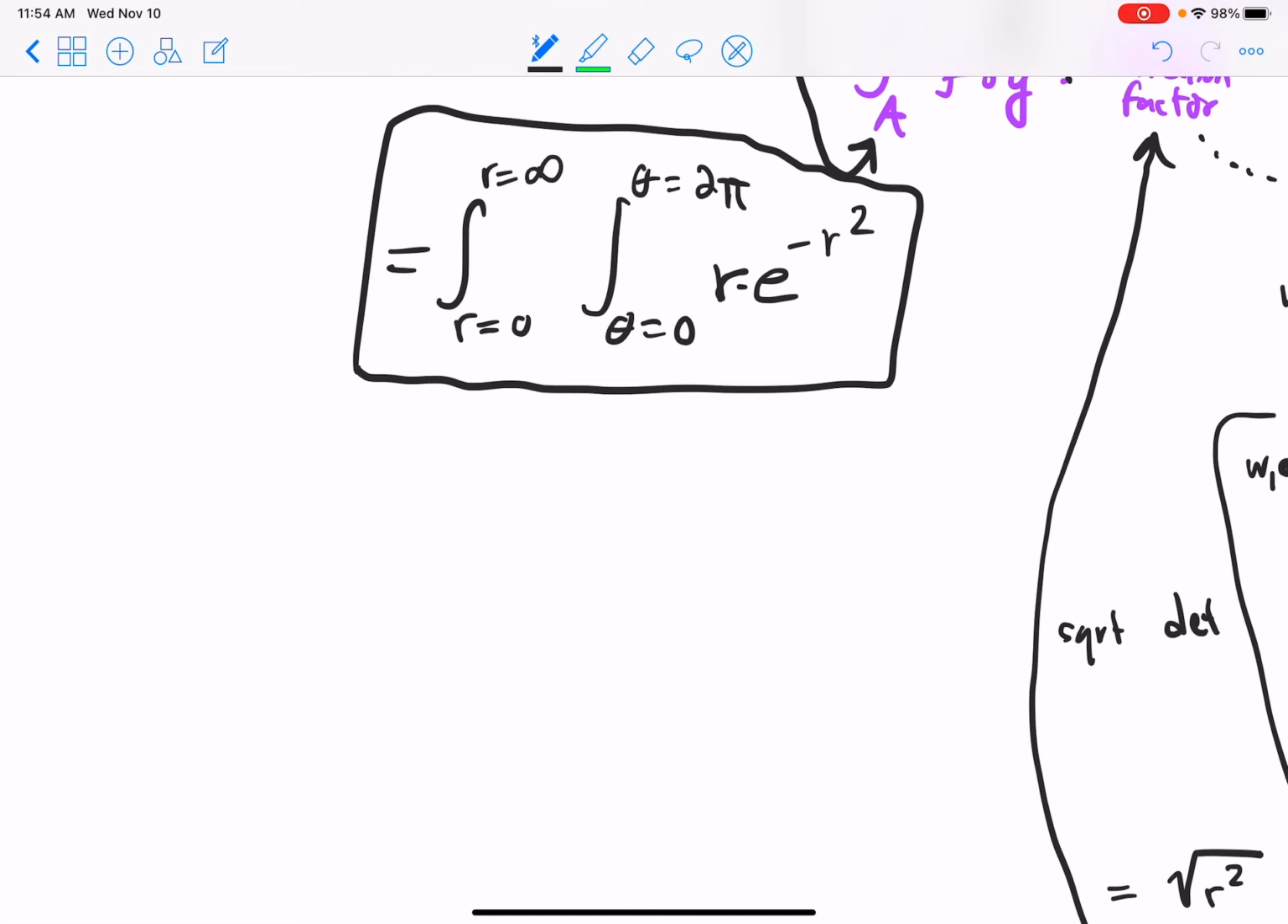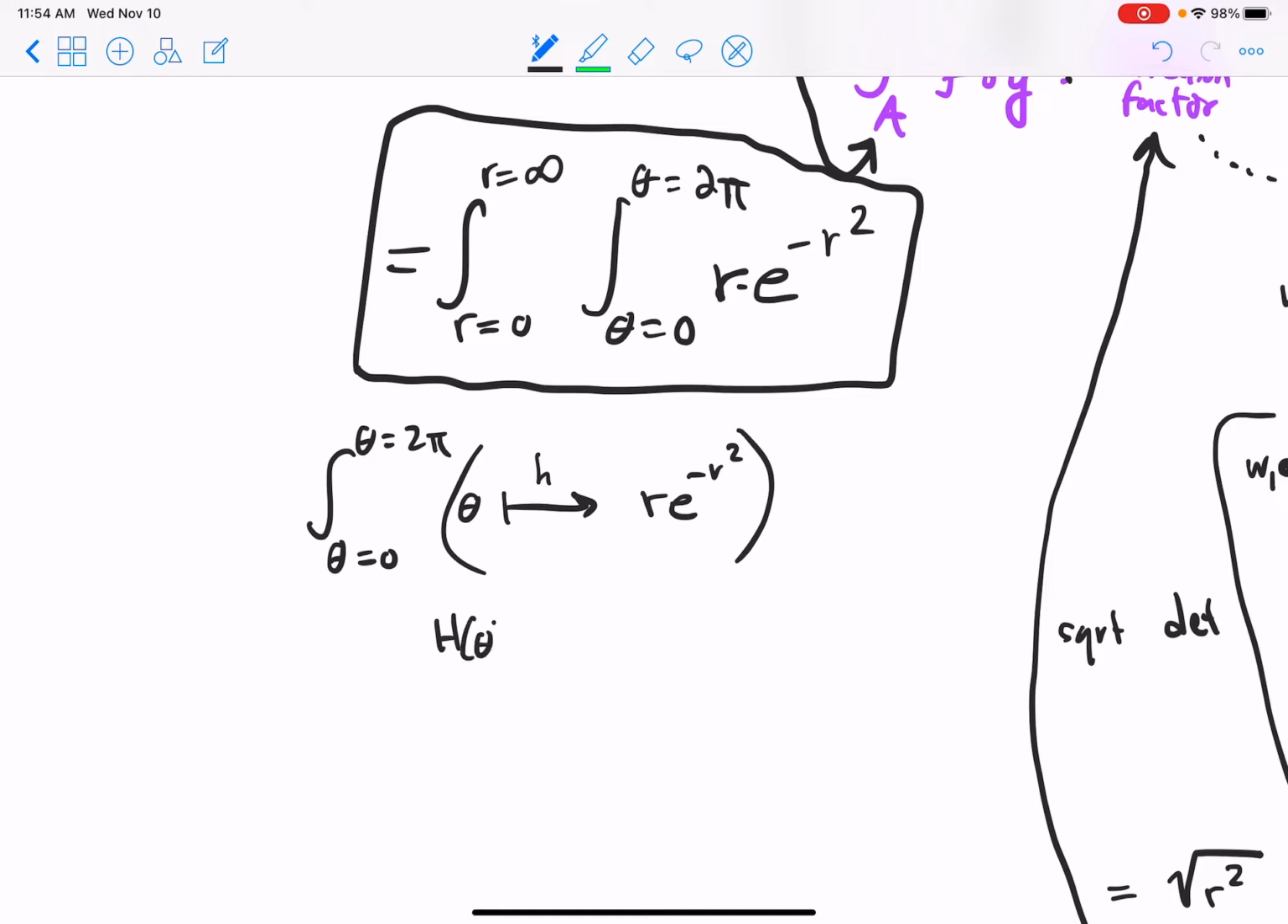So let's compute this integral. First, from theta equals 0 to theta equals 2 pi. By the way, you could do it the other order as well, but this is the function sending theta to r e to the minus r squared. So this function literally ignores theta. Theta does not appear at all. So if this is little h, then capital H of theta is just theta times that thing. Take the derivative of this with respect to theta, and you just get a constant. Great, so H of 2 pi minus H of 0 by the fundamental theorem of calculus.